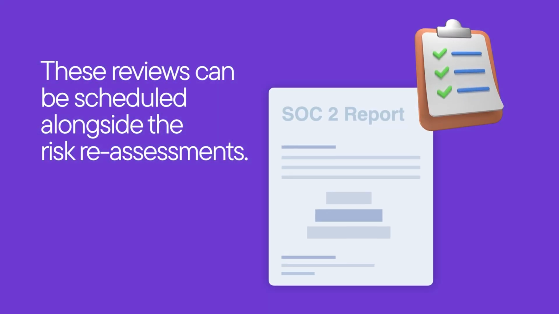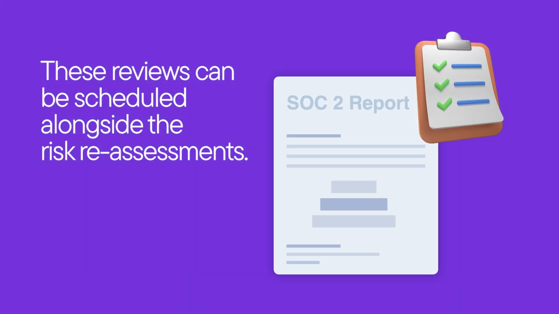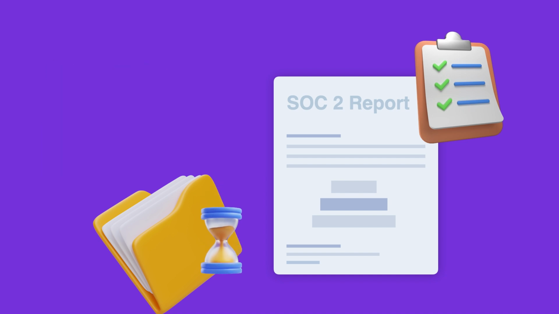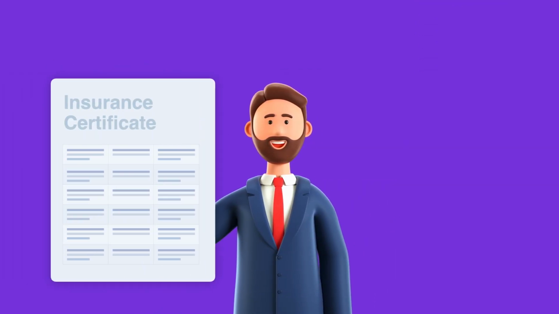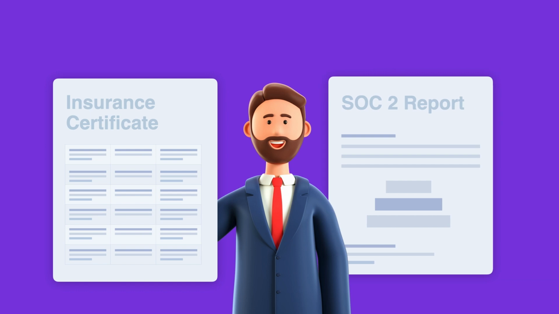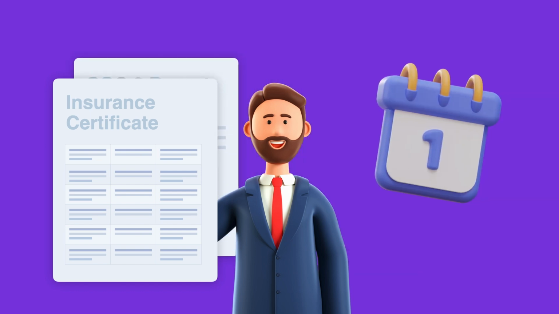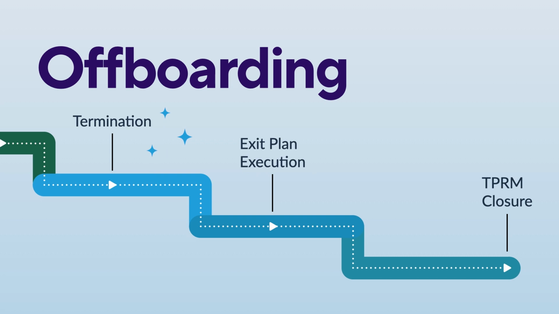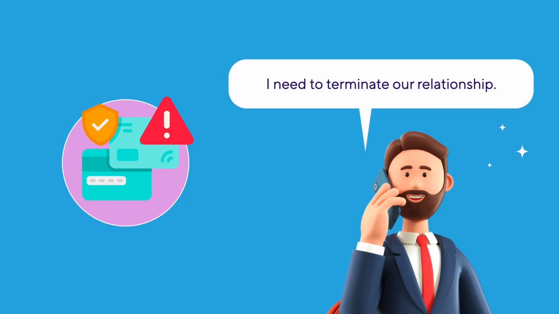These reviews can be scheduled alongside the risk reassessments, but be aware of any documents that have expiration dates. You should always request things like insurance certificates and SOC reports whenever they expire, rather than waiting for the next scheduled review. Offboarding is the final stage in the lifecycle, which occurs whenever you decide to end the vendor relationship.